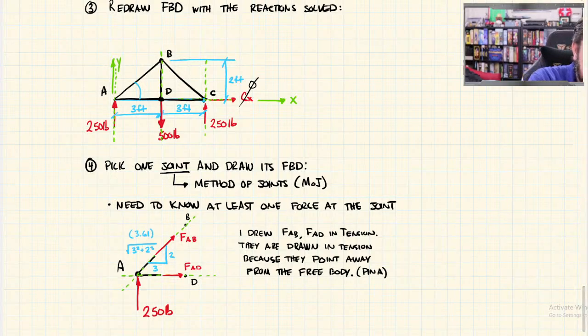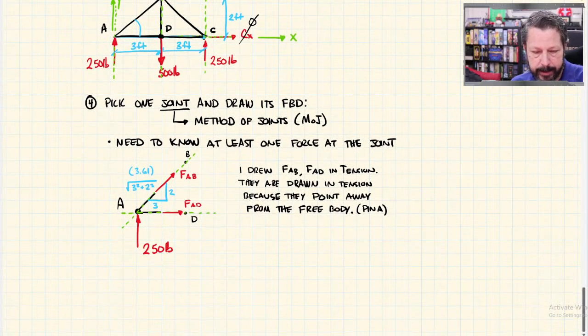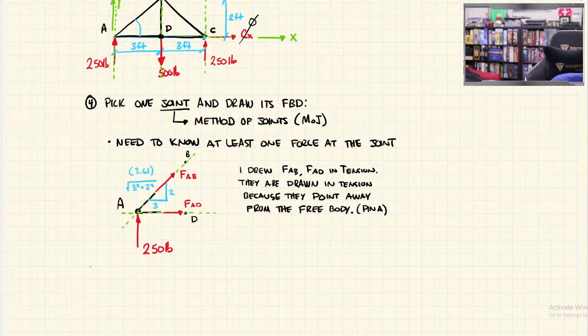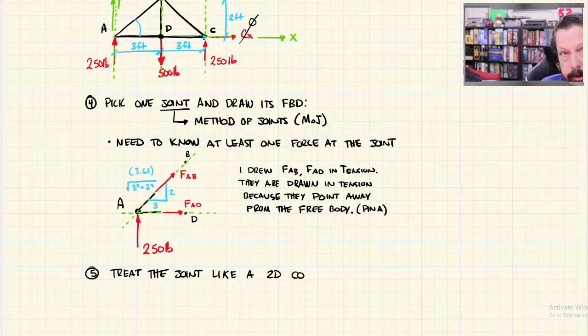All right. So now I've picked one joint, so I'm doing method of joints. I have gotten joint A, and I haven't solved for anything, but I drew the free body diagram. So now I would treat the joint like a 2D concurrent force system. Again, you could do this in 3D, but all of the stuff we're going to do is going to be 2D.